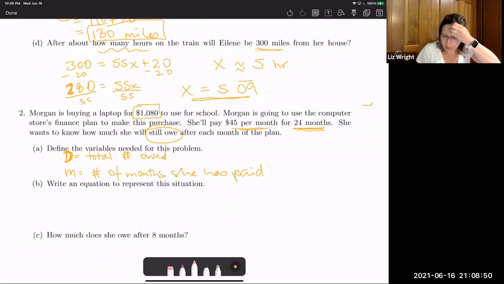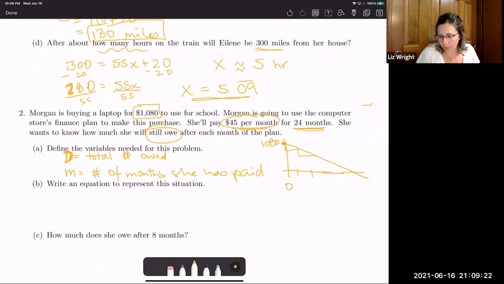All right, so think about how at 0 months, how much does she owe? At 0 months, she owes, because she just bought it, $1,080. Well, what's our slope? How much are we changing every single month? We're going down by 45 bucks per month. So this is like 45 over 1, 45 over 1, and that's 1 month, 2 months.